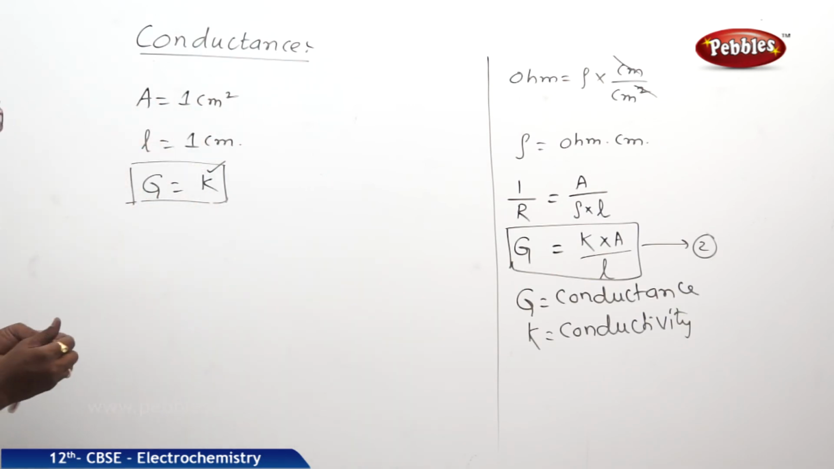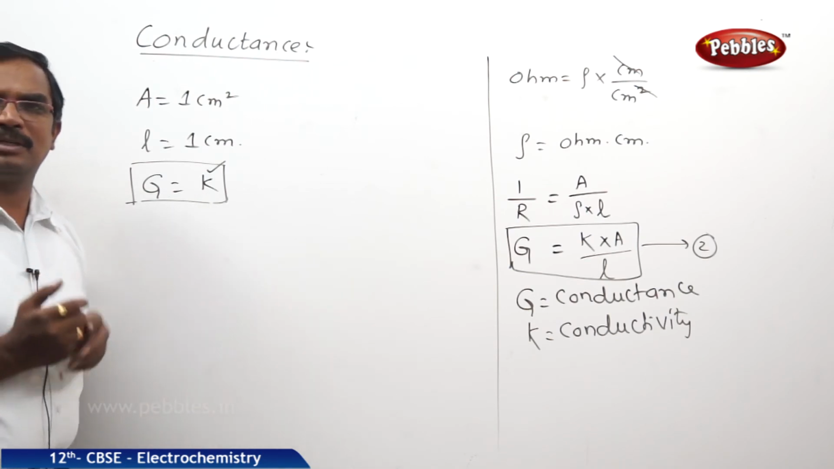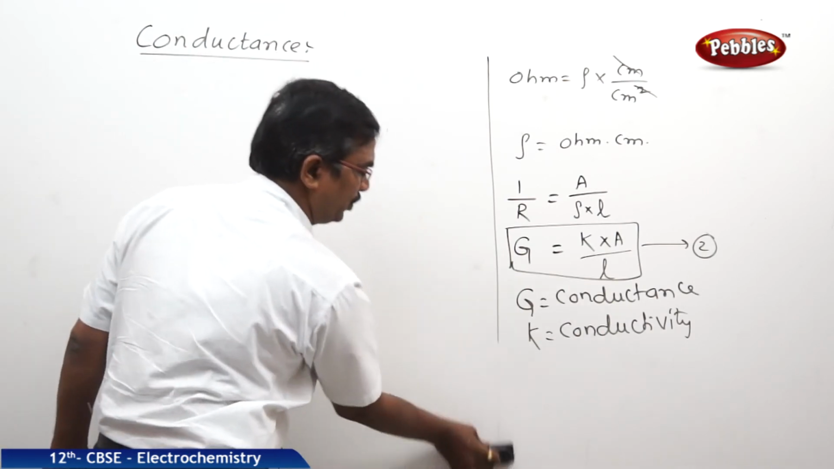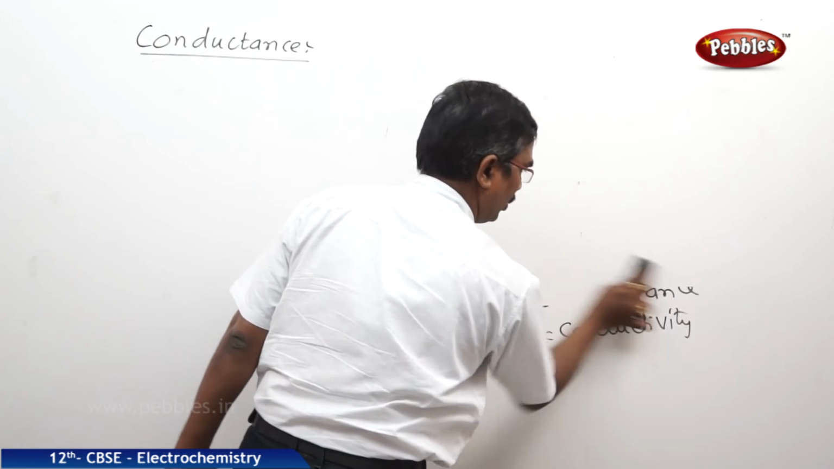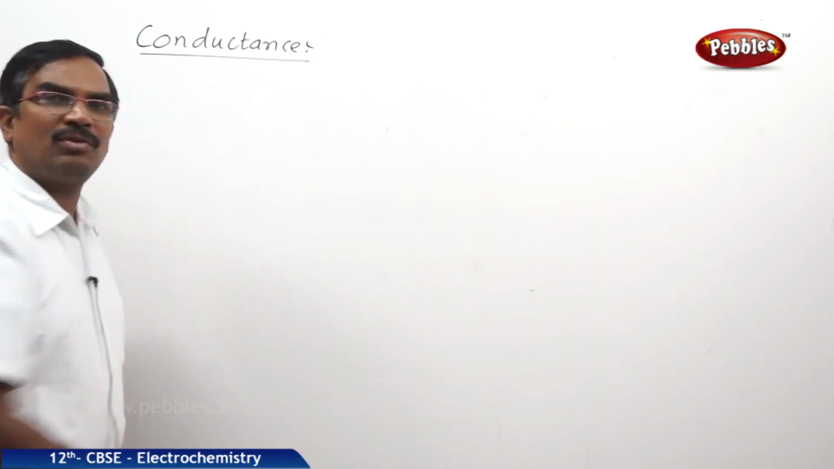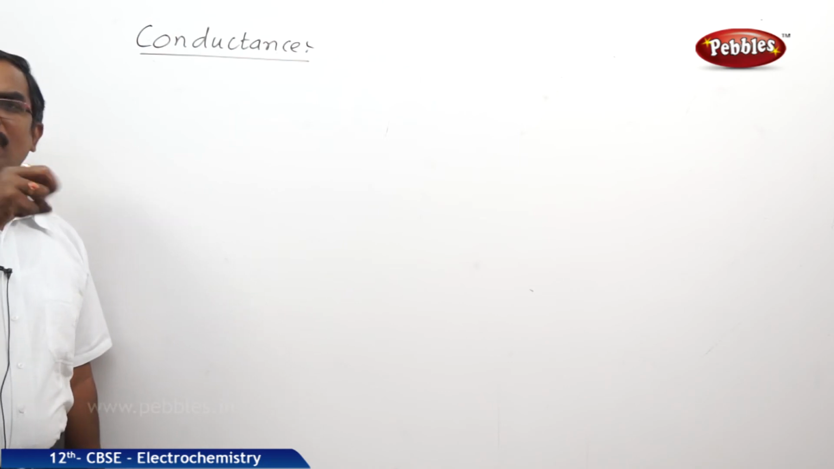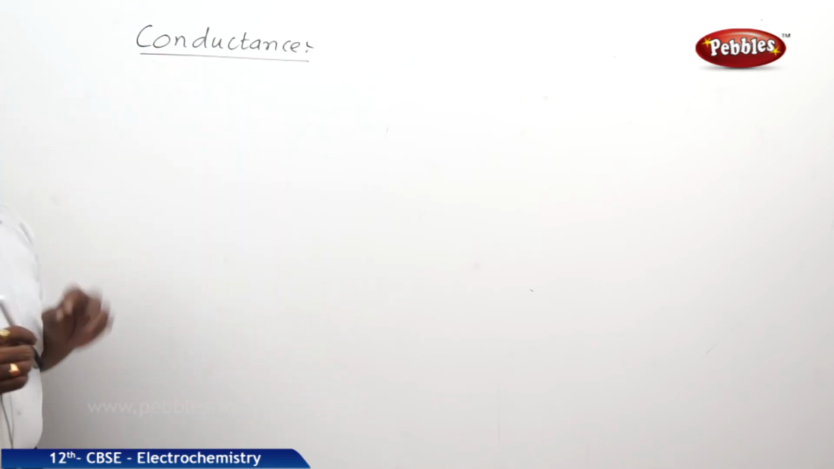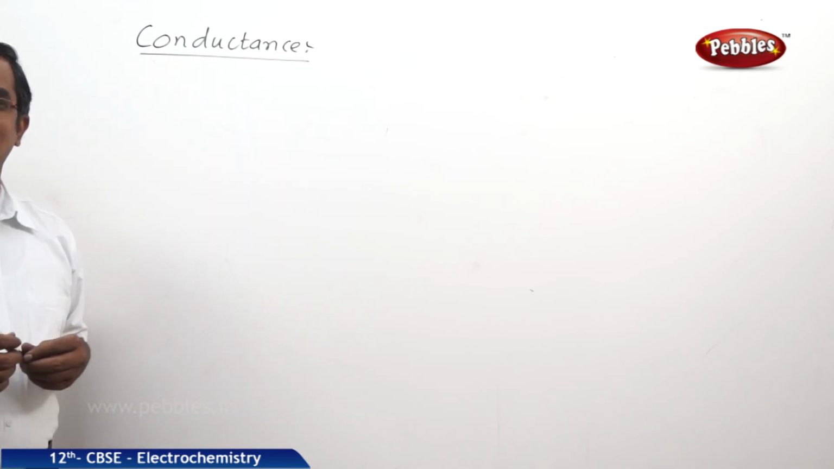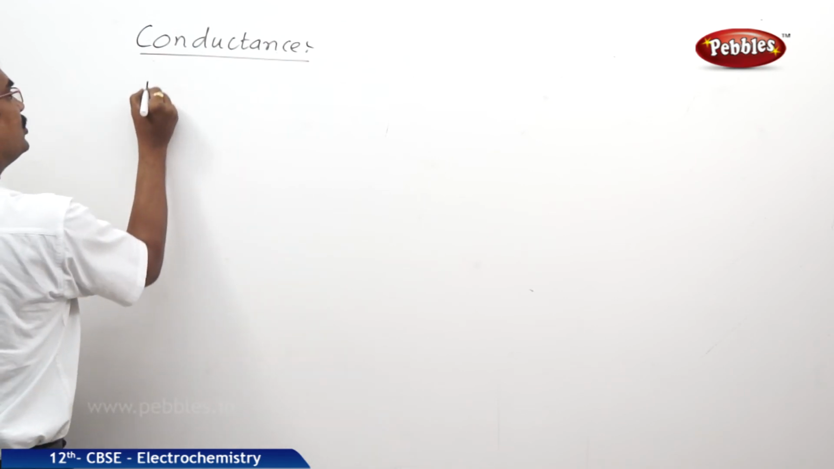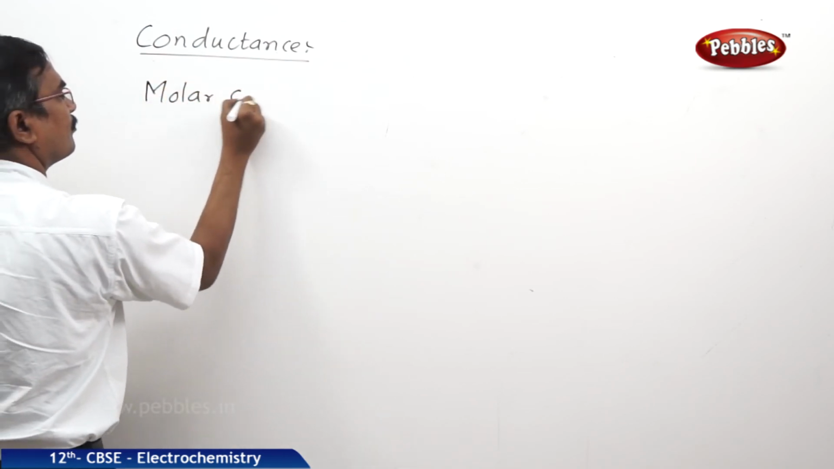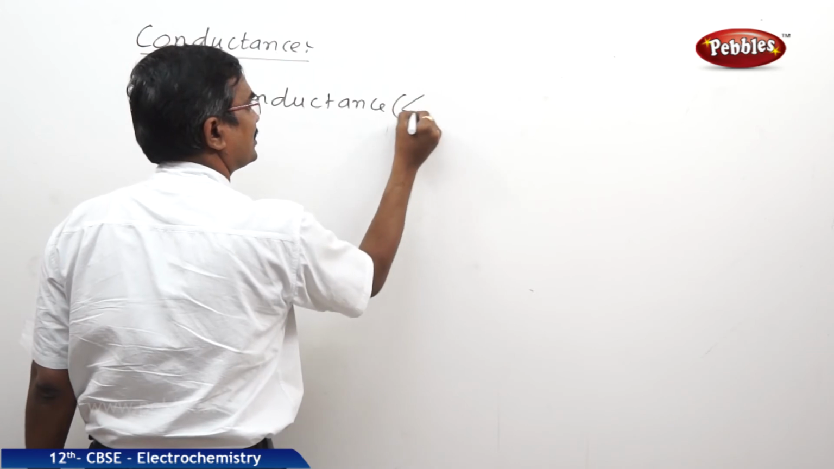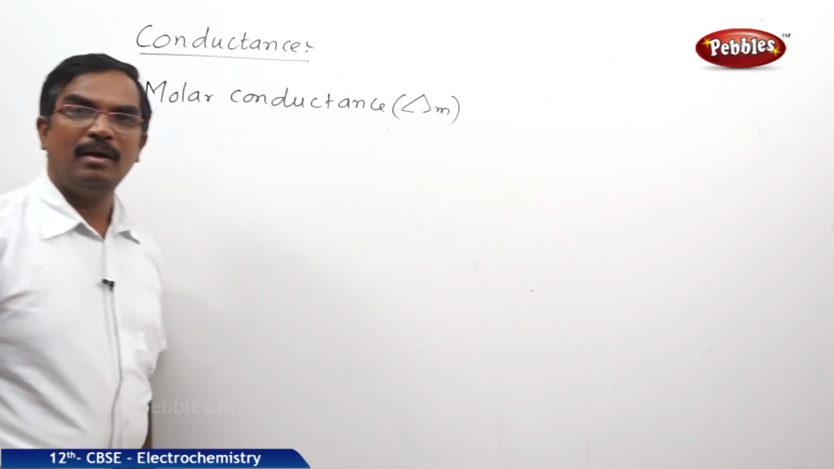Generally, for conductance we take any quantity of substance. Suppose the resultant solution has 1 mole of the solute, only 1 mole of the solute. That means assume we have a volume of solution of 1 liter and the solution has 1 mole of the solute. In such a case, the conductance we call molar conductance. We can show this as lambda m. Here m stands for molar.